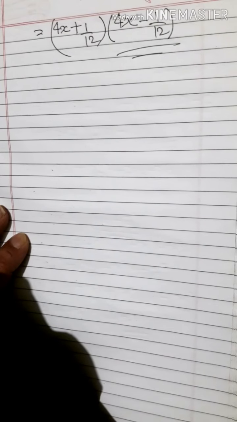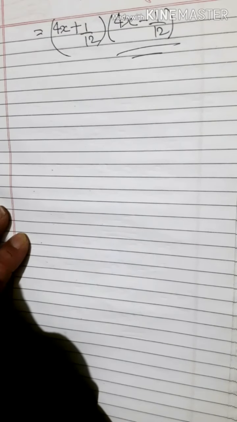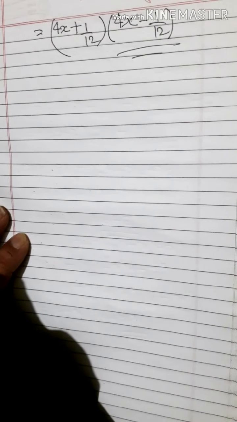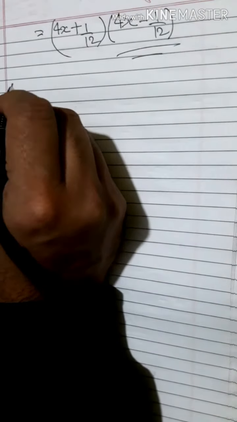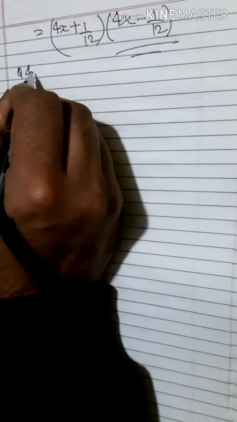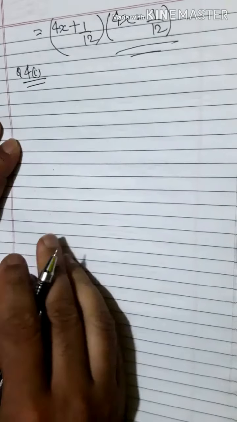Now what happens if it is not given in the form of square? That means the first term is also not a perfect square, the second term is also not a perfect square. Now how do we solve these type of questions? Let us take one example and solve it. I'll take question number 4 Roman 1.